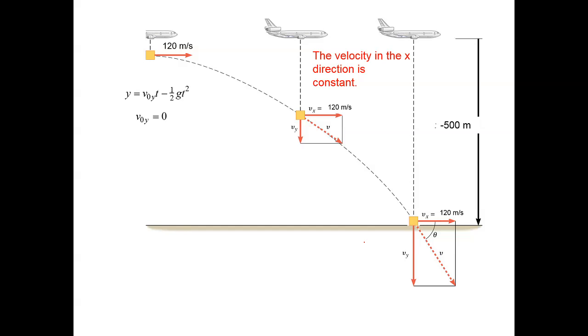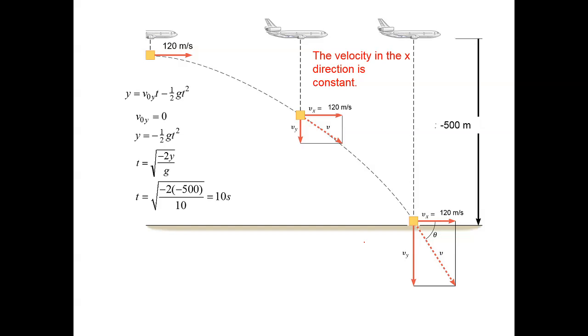So to do this, we can solve for time because v naught is 0. So that means y is equal to just minus 1/2 gt squared. And now, since we've got g and we've got y, that's the negative 500, and g is 10 meters per second squared, we can just rearrange this and solve for time, which we will find to be 10 seconds.